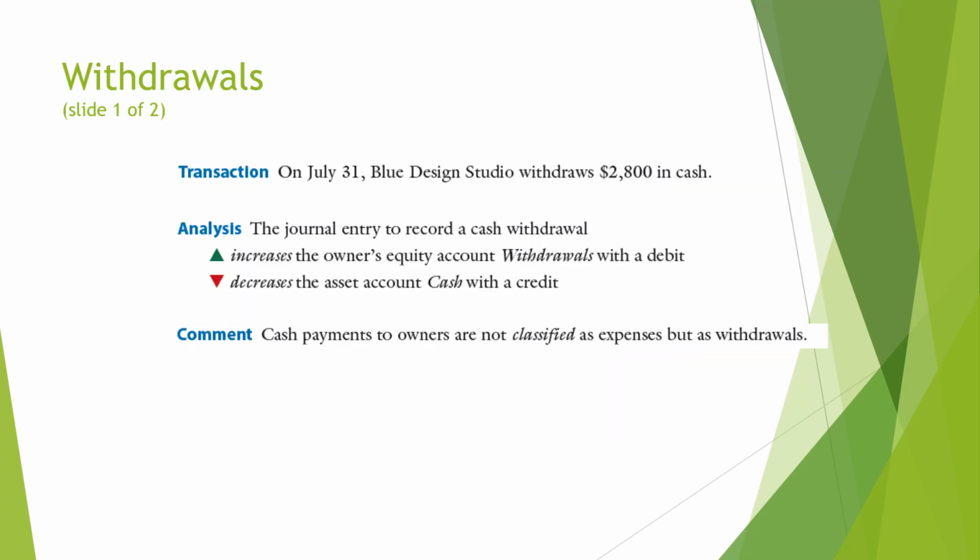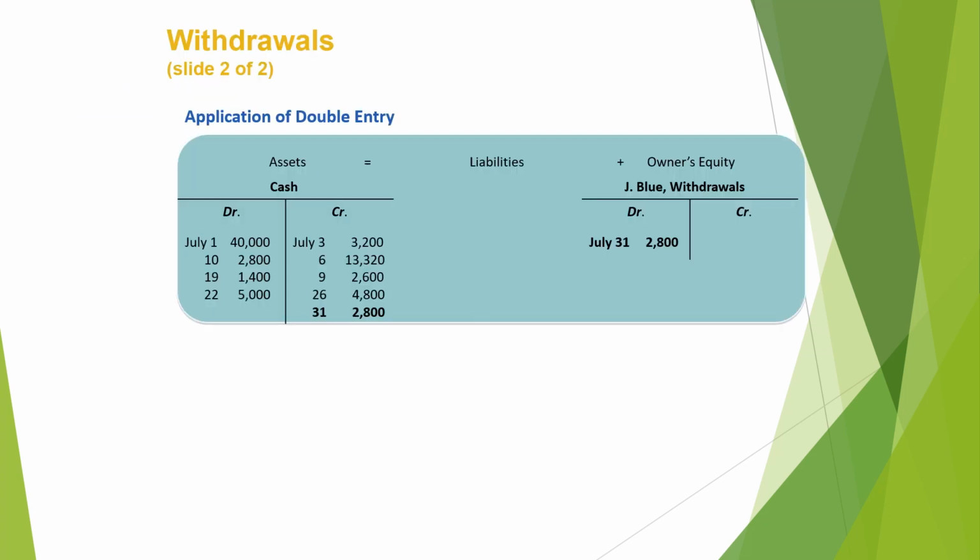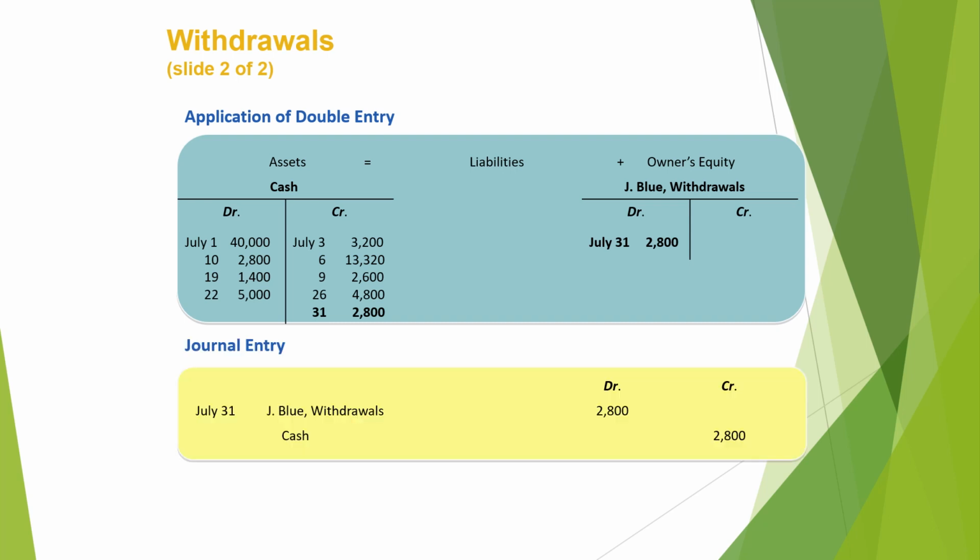Owner wanted to take money out of the business for personal use. So on July 31st, Blue Design Studio withdraws $2,800 in cash. When they use that word withdrawal, you know that they were taking money out of the business for personal use. So the business cash goes down and withdrawals goes up because we're just going to keep up with how much that owner withdrew during that period. We need to increase our withdrawals, and so withdrawals is to the right of the equal sign, but it has an inverse relationship. So it's going to go up with a debit, so we'll debit withdrawals, and of course cash goes down with a credit.